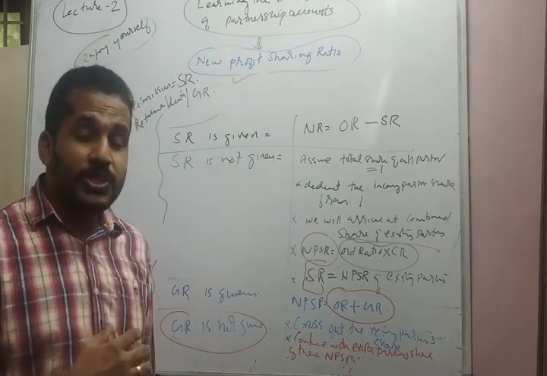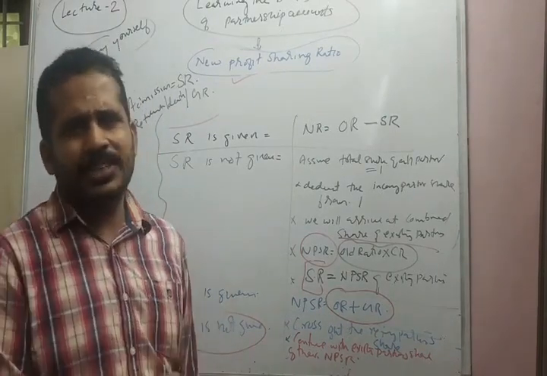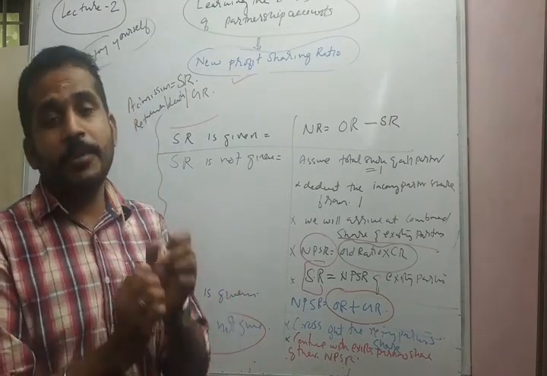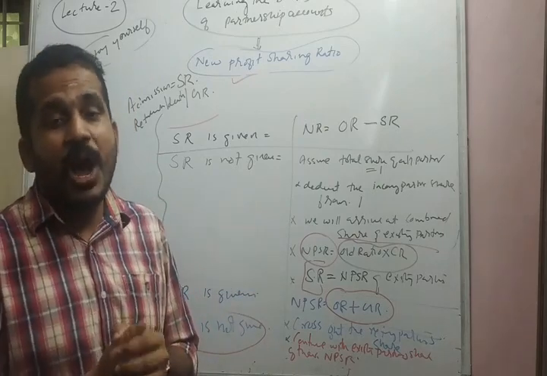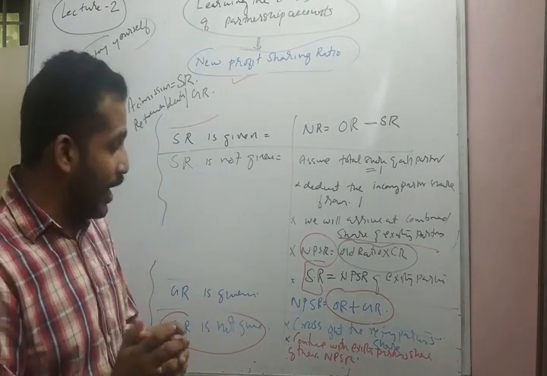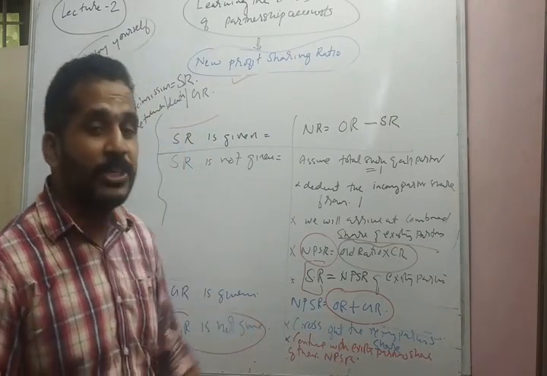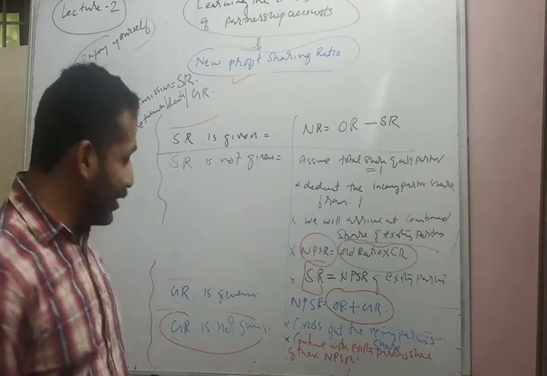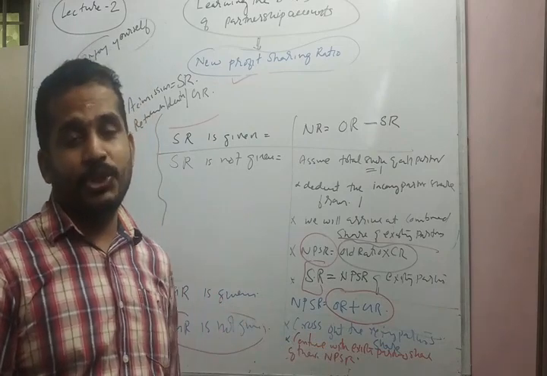And if the gaining ratio is not given in the question, then just cross out, delete the outgoing partner's share, continue with the existing partners' share of profit and take it as such as the new profit sharing ratio after the retirement of the outgoing partner. And remember one thing, in such a case, the new profit sharing ratio will be equal to the gaining ratio, or the gaining ratio will be equal to the new profit sharing ratio.